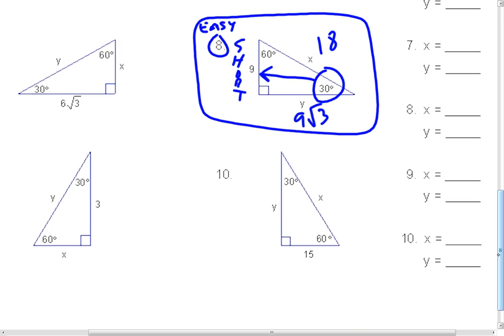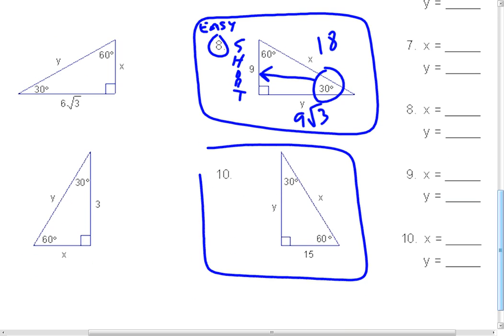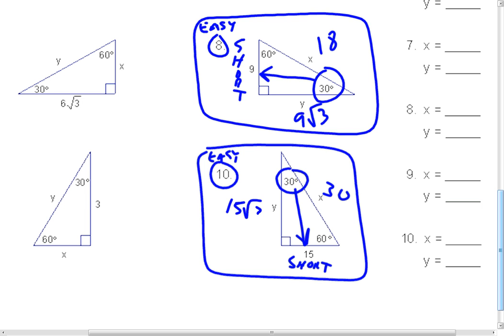Jump down to number 10. Same type of problems. We've moved the triangle a little bit, but we still have the short side. That makes my hypotenuse 30. What is the other side? If that's 15, what's my long leg? 15 radical 3.